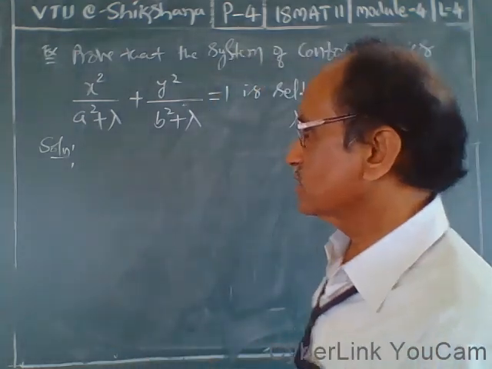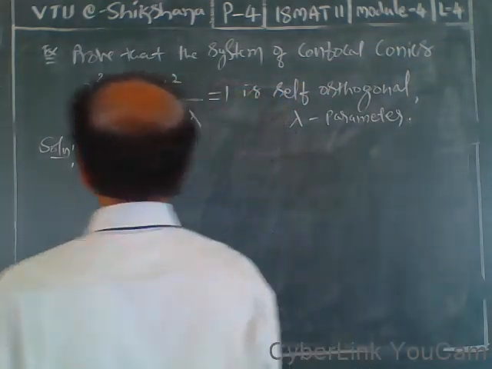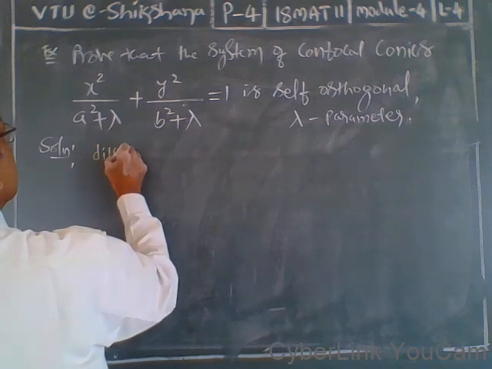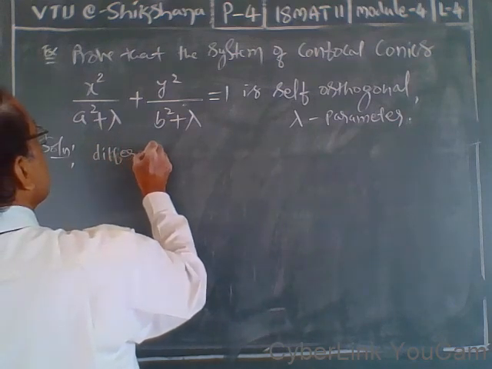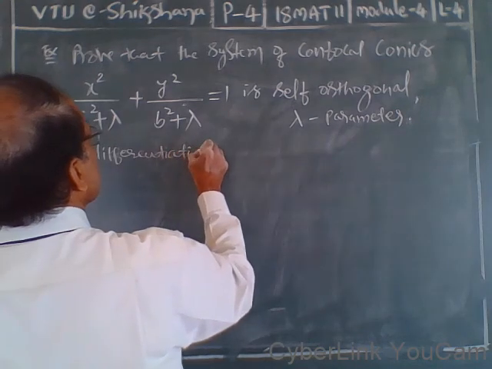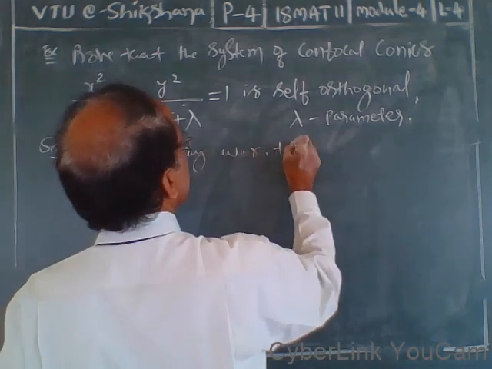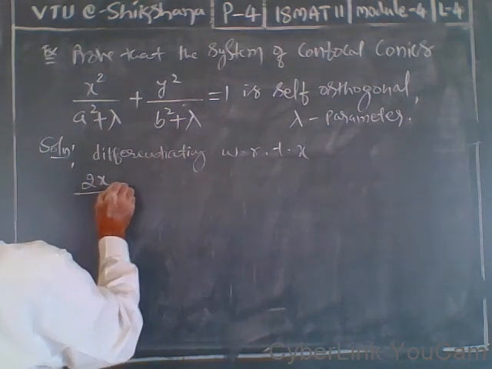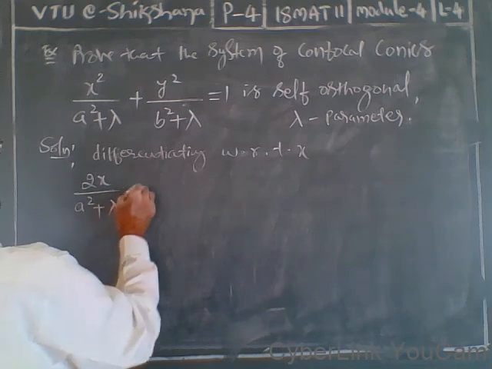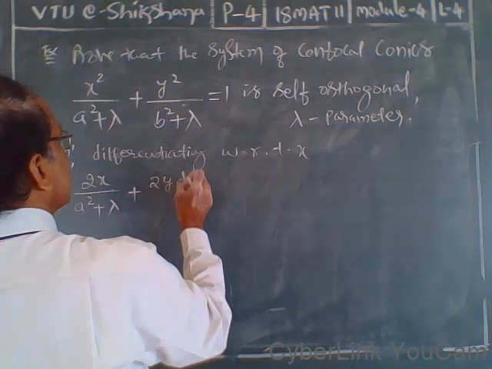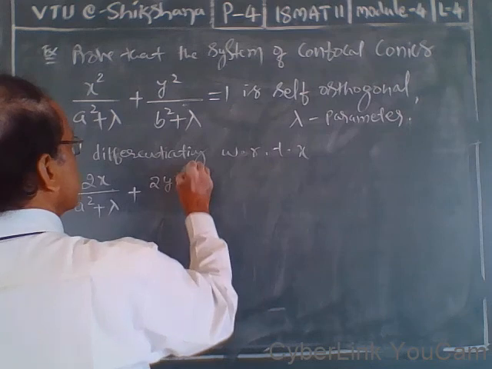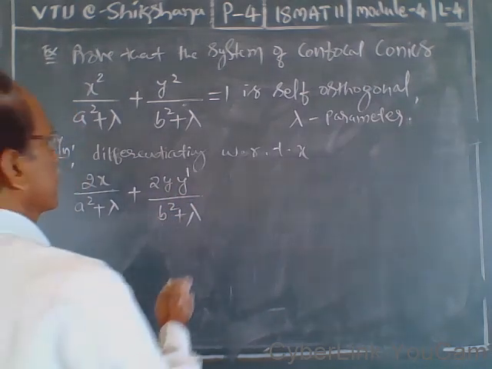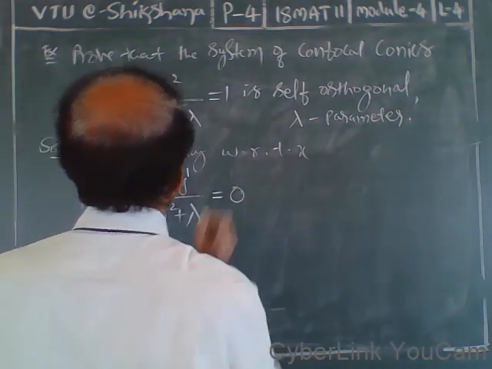Let me give the steps for this self-orthogonal property. Therefore, here differentiating with respect to x to eliminate the parameter, that is 2x divided by a square plus lambda plus 2y into dy by dx, that is y dash, divided by b square plus lambda, okay, that is equal to 0.